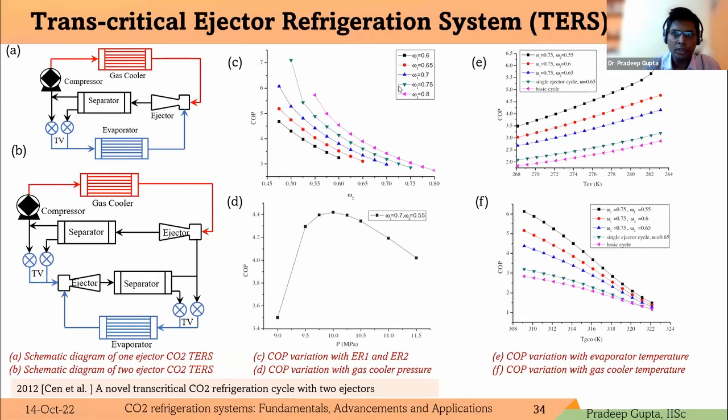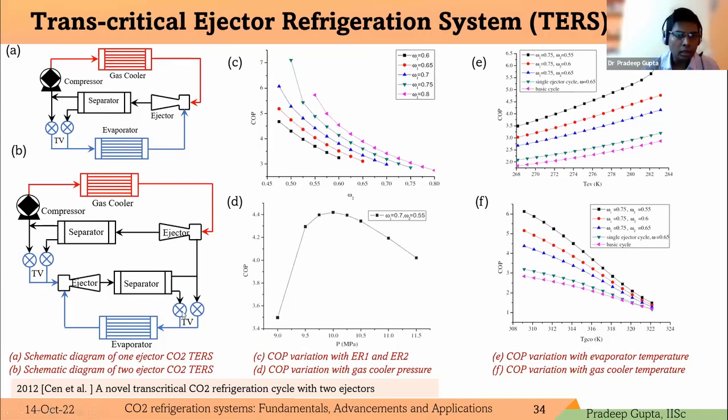Now the transcritical ejector refrigeration system, TERS. This system was well explained in the previous slide, where the ejector has been used as the expansion device that utilizes the high pressure gas from the gas cooler to elevate the pressure slightly of the flow coming from the evaporator. So it requires less compressor work and improves the system efficiency. In addition, it also reduces the irreversibility of the system.